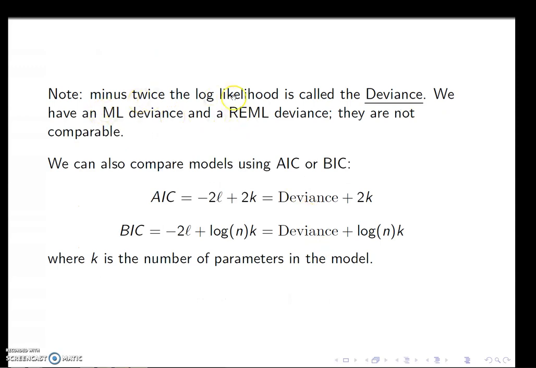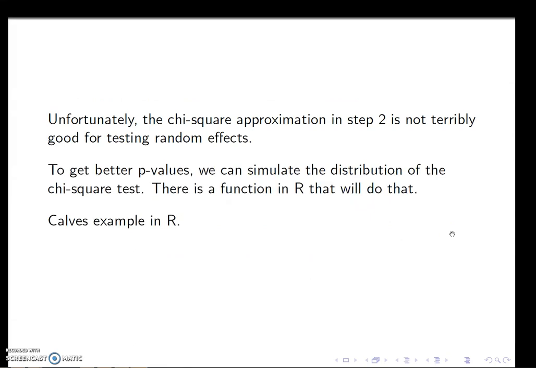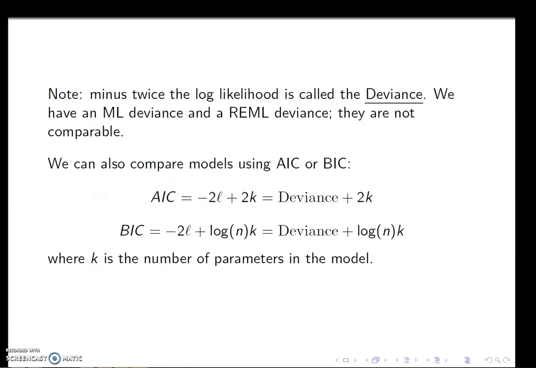That negative 2 times the log likelihood is called the deviance, and we have a maximum likelihood deviance as well as a REML deviance. You can't directly compare those. Those are two different things. Okay, we can compare models also using our information criteria, the AIC or the BIC, and that just applies a penalty to that deviance function, the negative 2 times the log likelihood. K, of course, is your number of parameters, so these 2 versus log of n are the penalties applied.